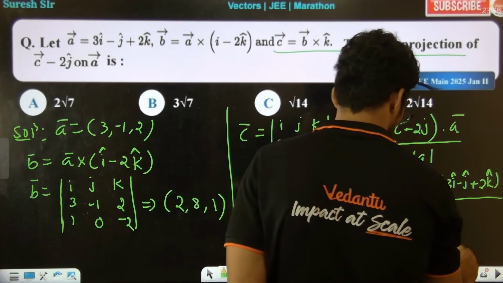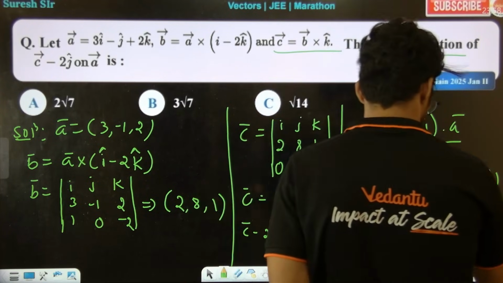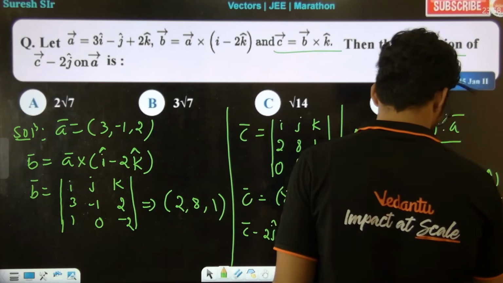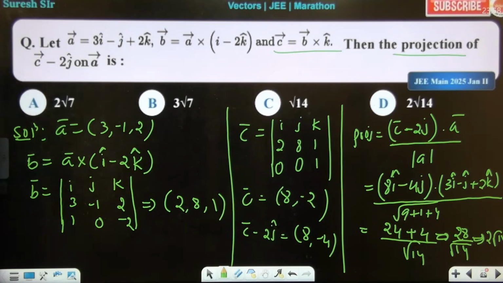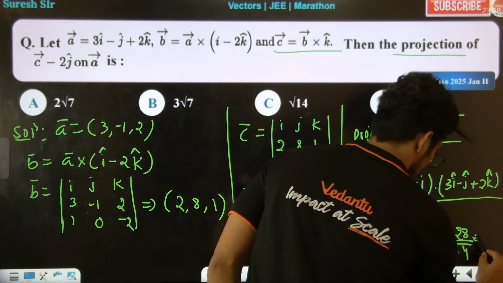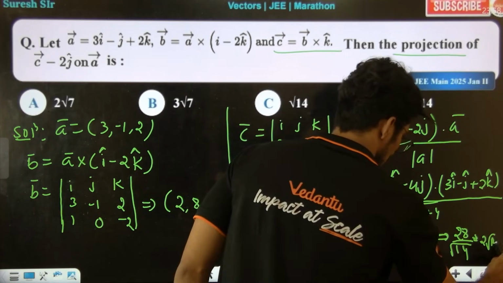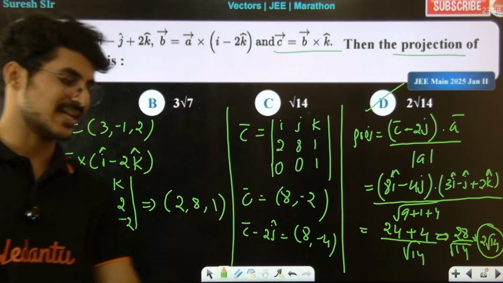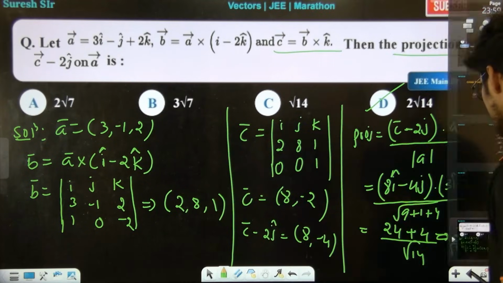Right? 28 by root 14 is 14 root 2... so 2 root 14. Any doubts? Can you all see this? You can't see the screen, right? One second. 2 root 14. Can you see now? Yes, sir. Cool. Option D is the right answer. Any doubts? So very simple. All the questions are quite simple.